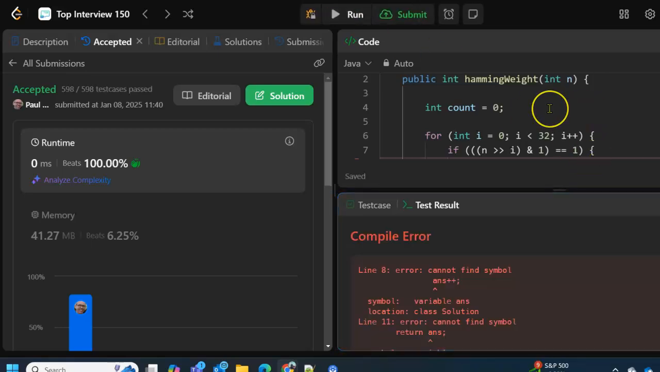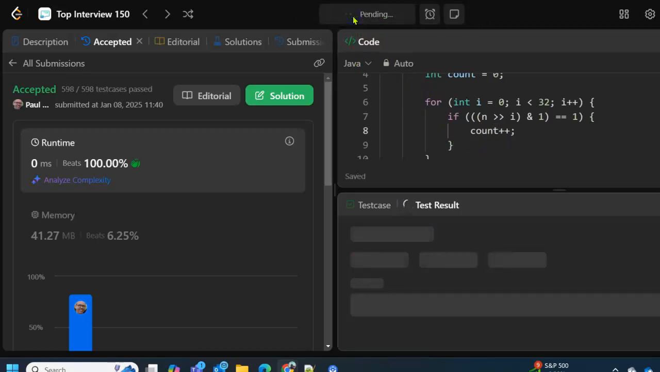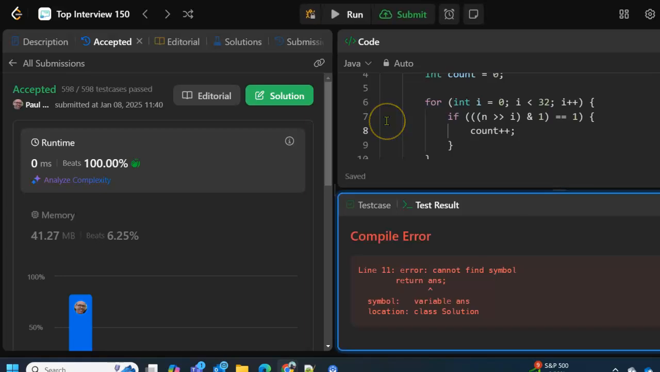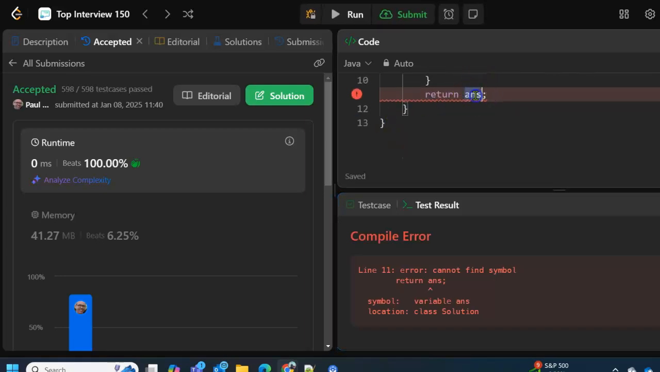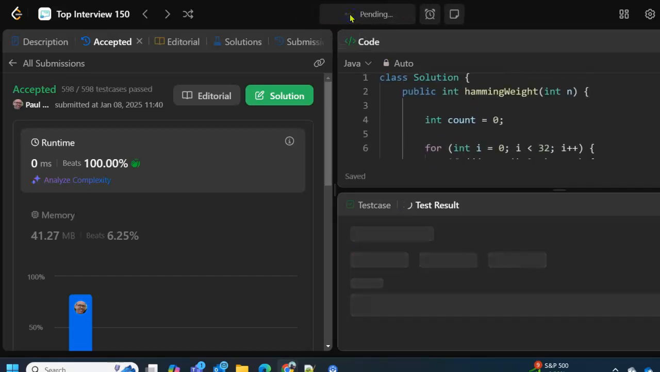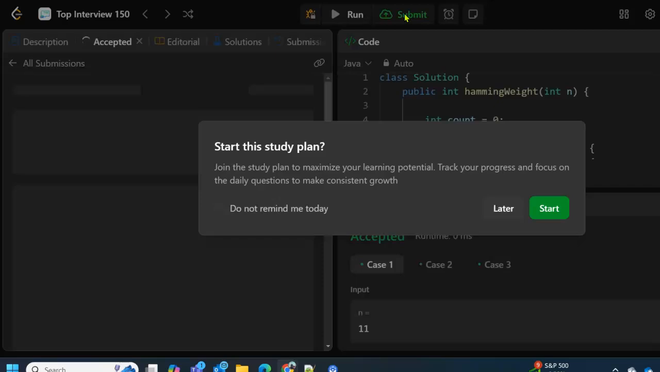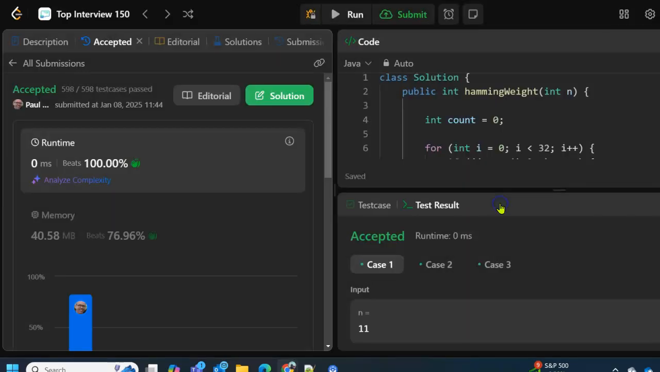Compile error. What? Oh, okay. I didn't call it that. Let's call it count. Okay, all right, that's good. Submit. And it doesn't even increase the runtime to do that.